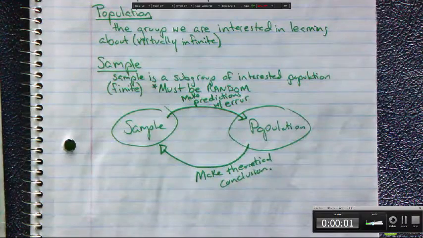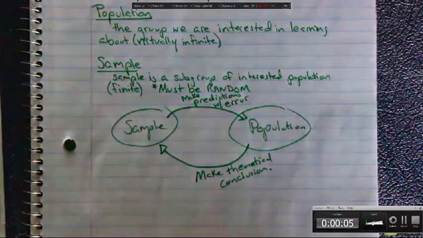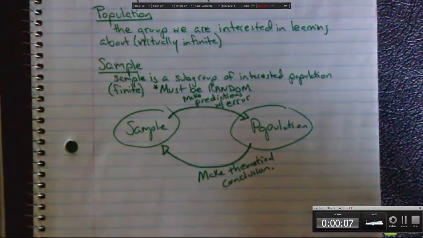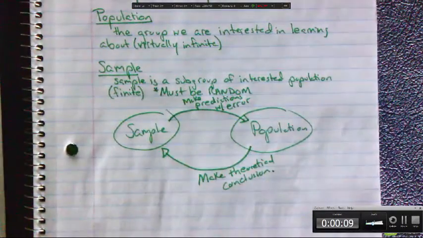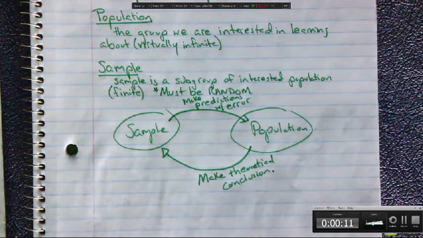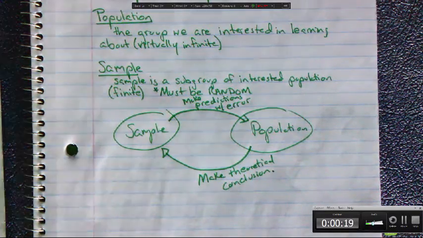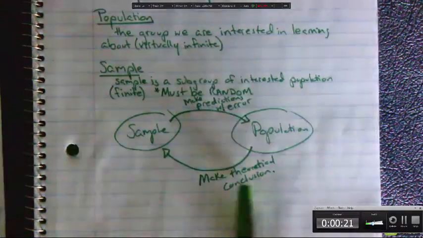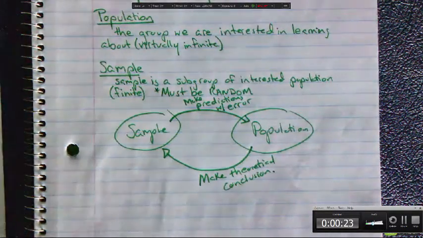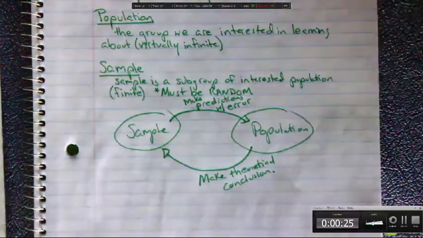The second half of the class deals with sampling distribution. We talked about how a population is the group that we're interested in learning about, and the sample is a subgroup of the interested population. It's a finite group, a limited number of people, and it must be random. Then I did the analogy of the dice, where if you know something about the entire population, that allows you to make a theoretical conclusion about your sample: here's what I think will happen in my sample.